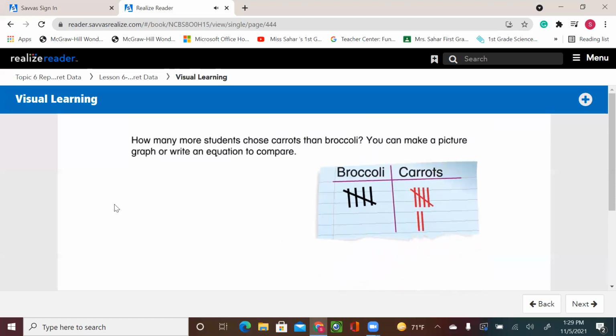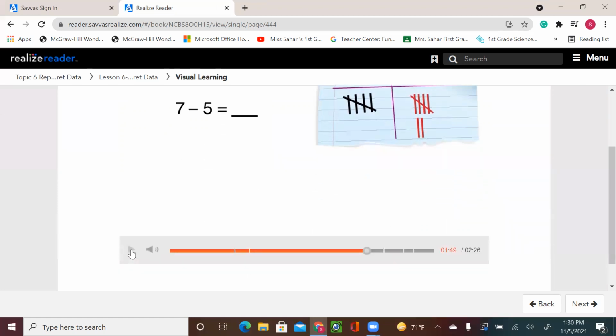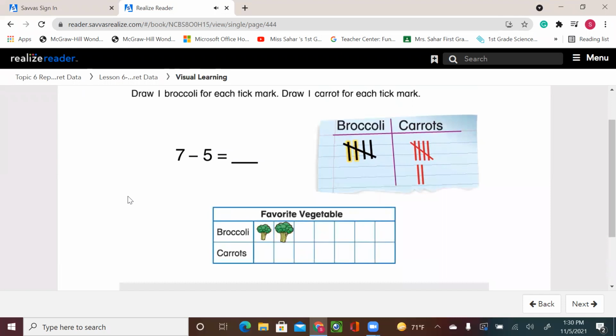How many more students chose carrots than broccoli? You can make a picture graph or write an equation to compare. 7 minus 5 equals 2. Draw one broccoli for each tick mark. Draw one carrot for each tick mark. So now we can see there are 2 more students who chose carrots over broccoli.